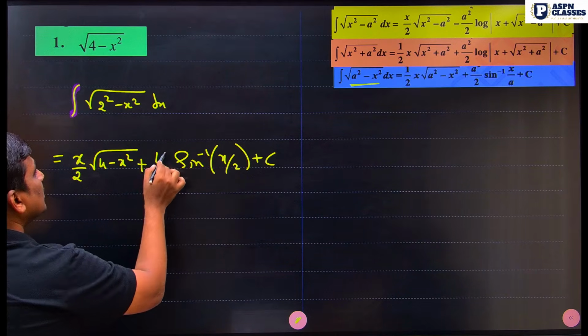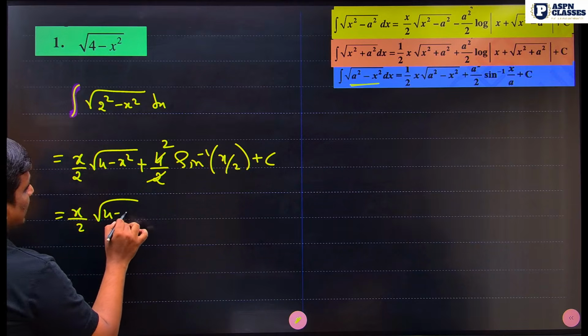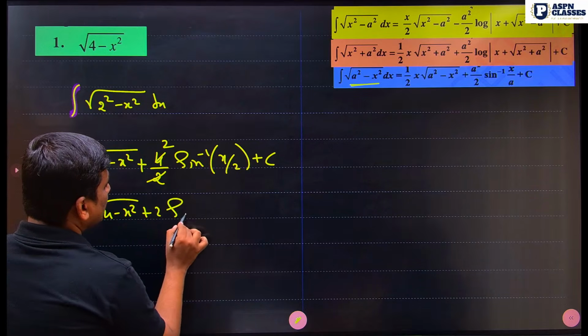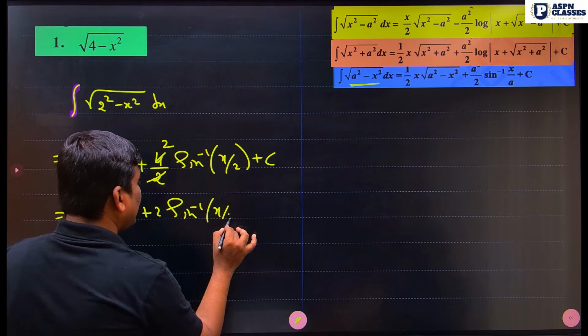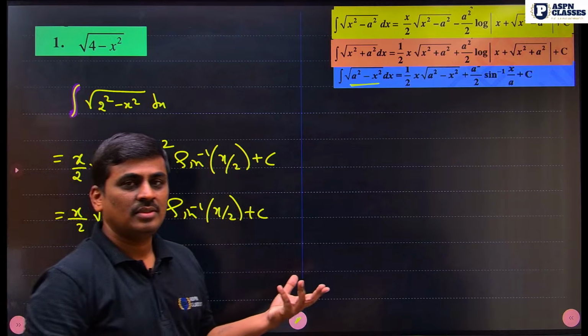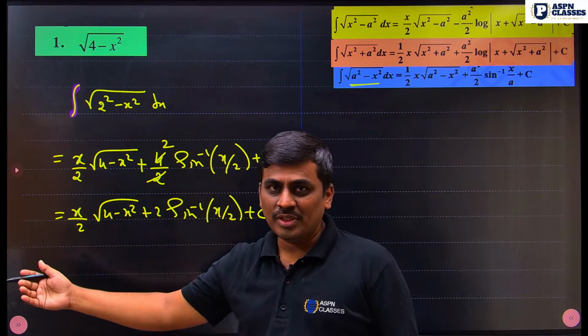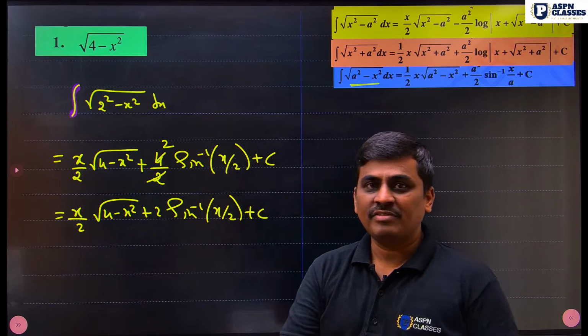Then you can cancel 2 ones are 2, 2 twos are. So this is the last answer. x by 2 square root of 4 minus x square plus 2 sine inverse of x by 2 plus c. Just observe only this much, you get 2 marks. Okay, this is the only result. If you know the formula, then it is very simple. If you don't know, it means again you may have difficulty.